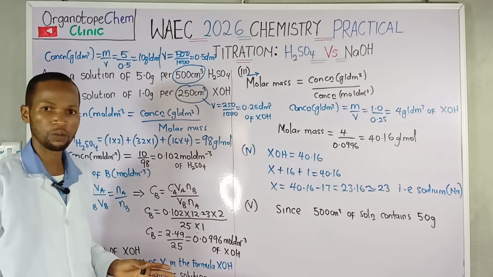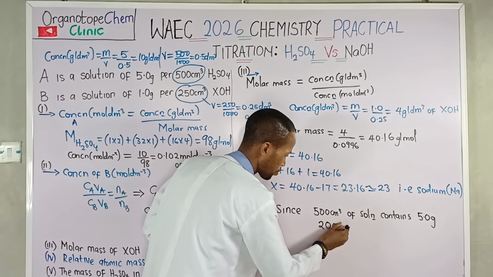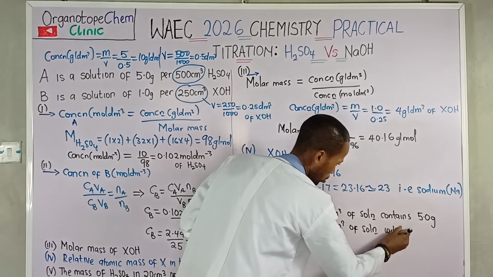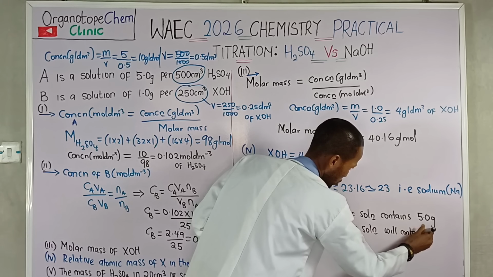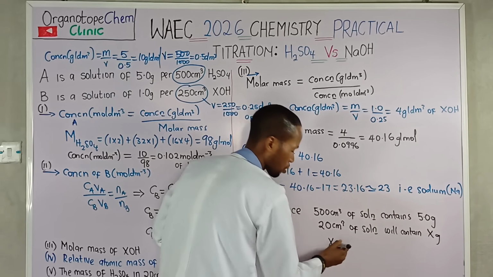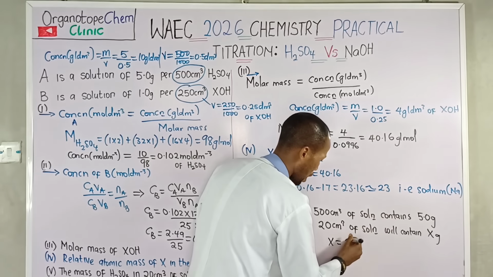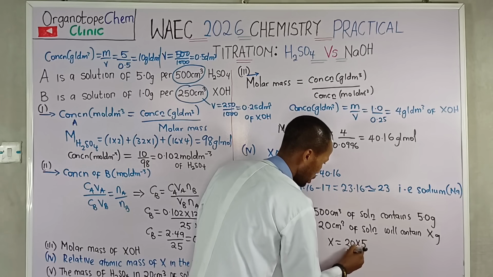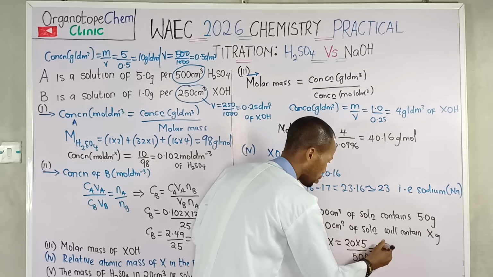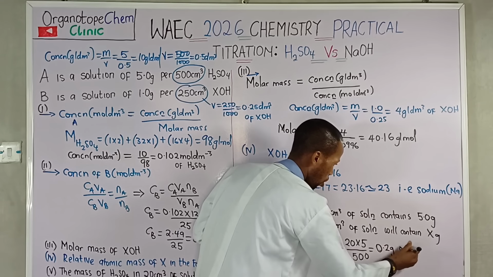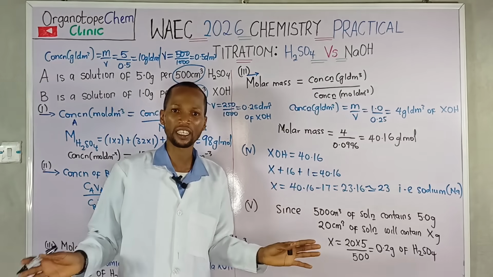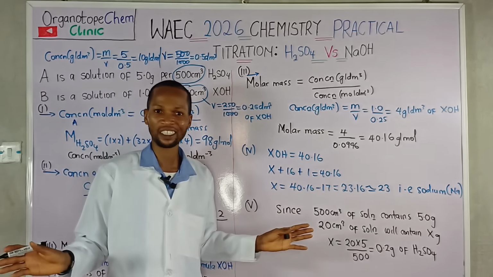What will 20 cm cube contain? 20 cm cube of solution will contain X gram. Can we make X the subject of the equation? We are going to cross multiply. We have 20 times 5 divided by 500. Okay, so when you press your calculator, you're going to have 0.2 gram of H₂SO₄ is contained in 20 cm cube of solution. Make sense?